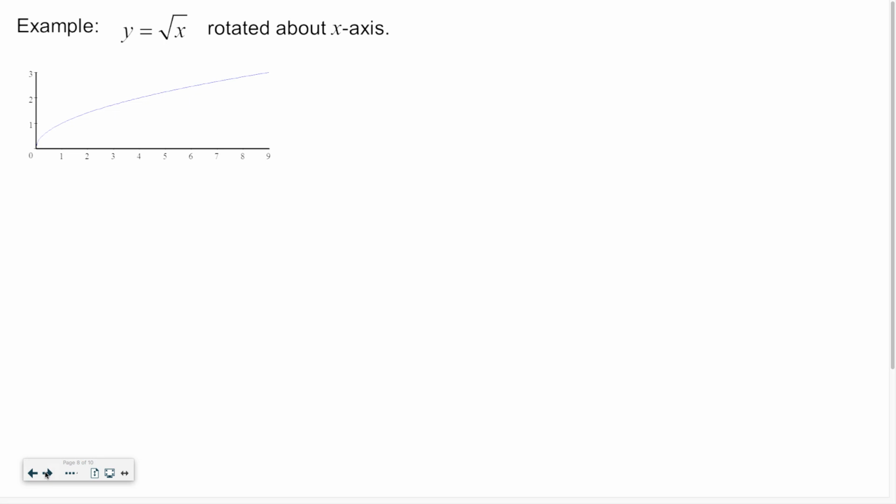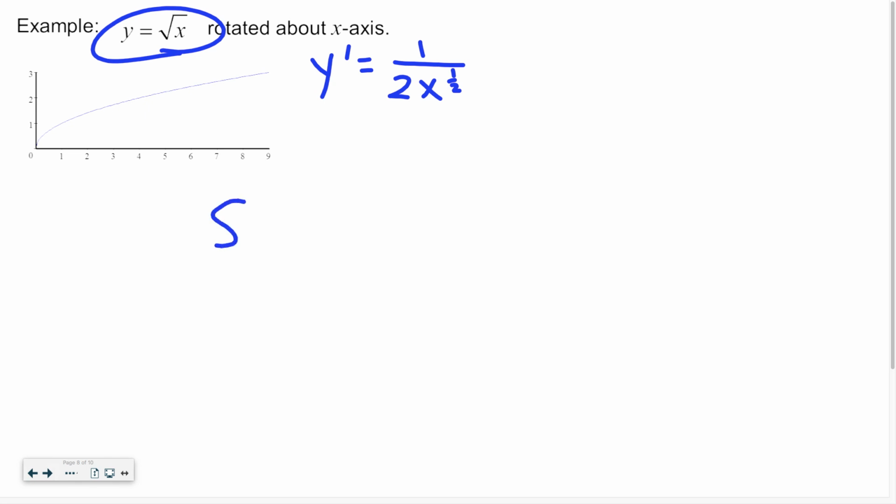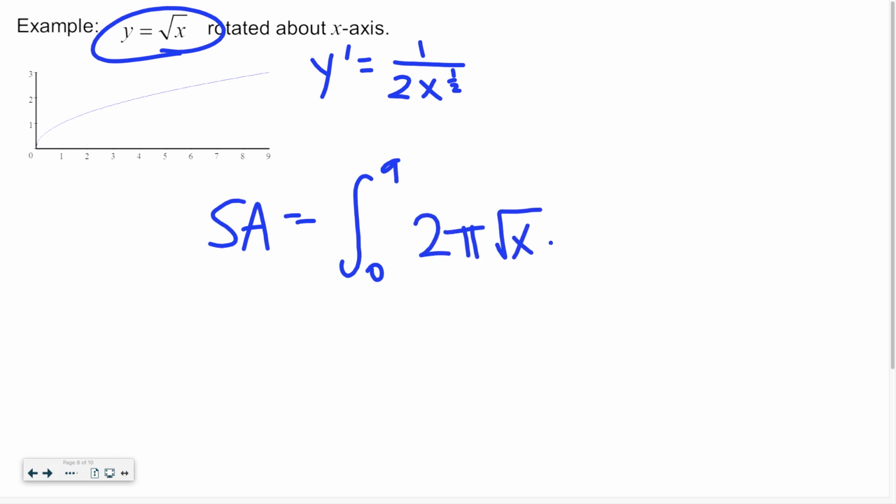Okay. Well, what's y prime? One half x to the negative 1/2, right? Yep. Cool. So surface area is the integral from 0 to 9 of 2 pi y arc length.